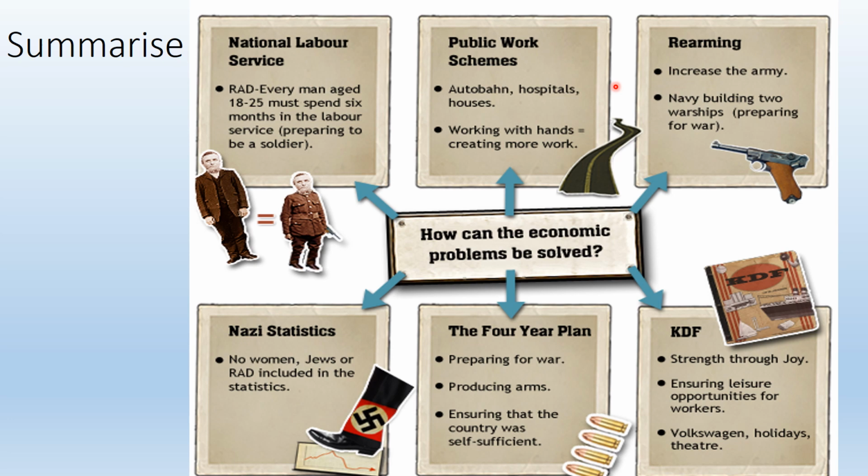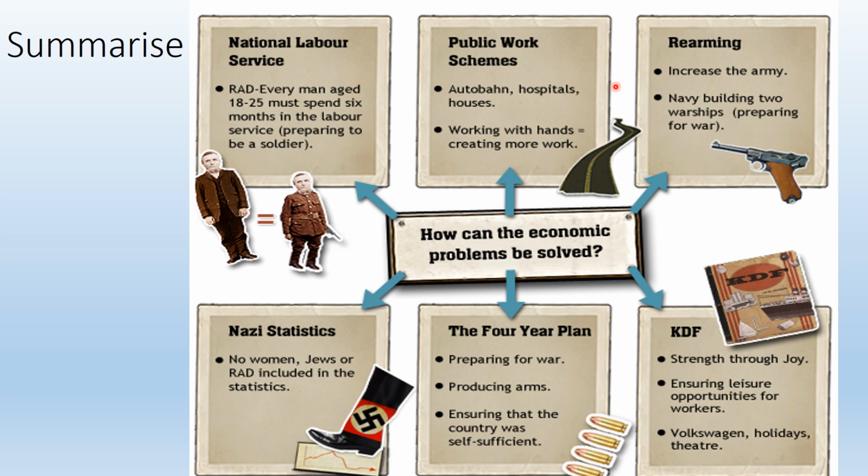Rearming, this was to increase the size of the army. Again, under the Treaty of Versailles, it was limited to just 100,000 soldiers, no tanks, no submarines. Hitler needed to rearm in secret. And again, that policy of appeasement where the Allies would allow Hitler to do things because they believed it was reasonable was crucial in the rearming process.